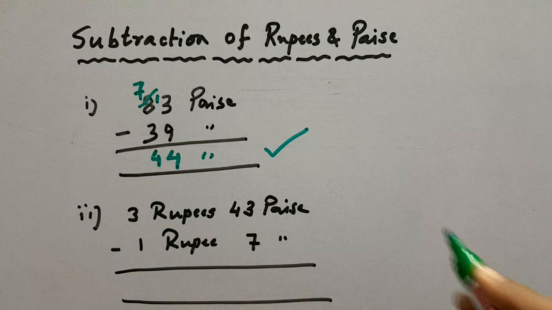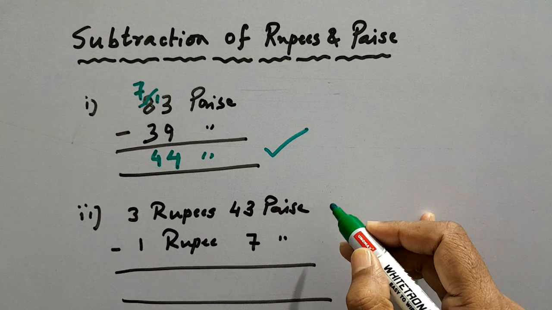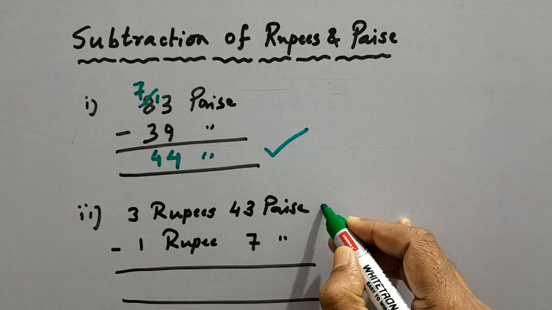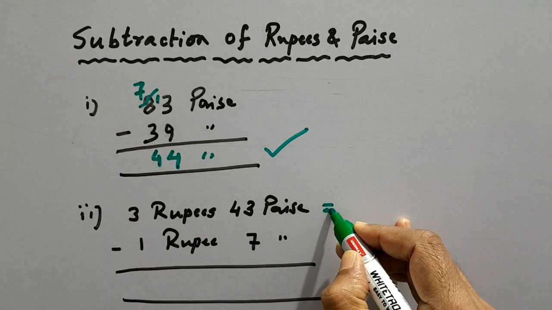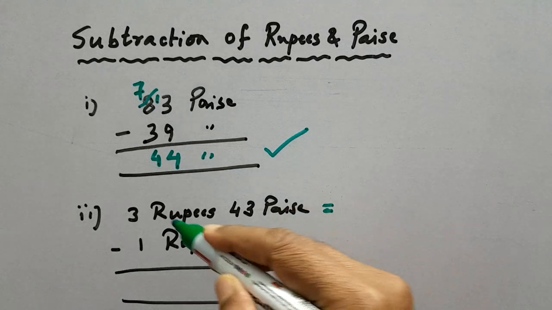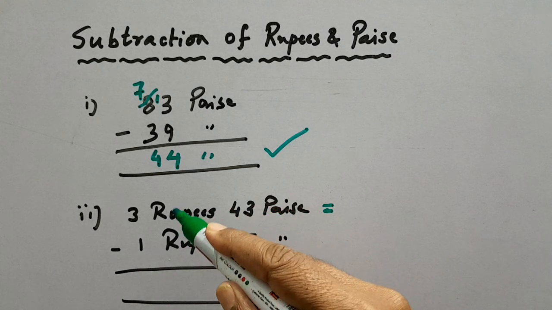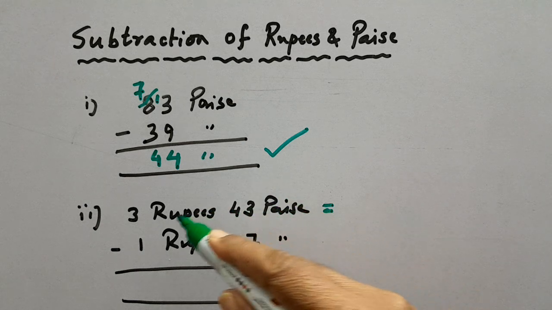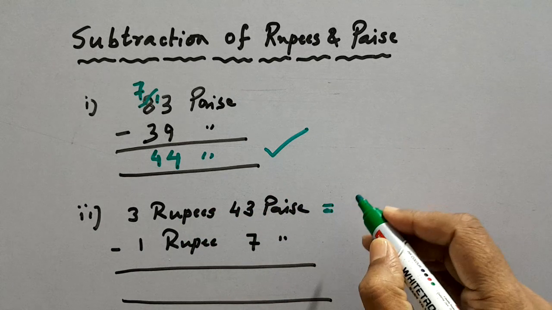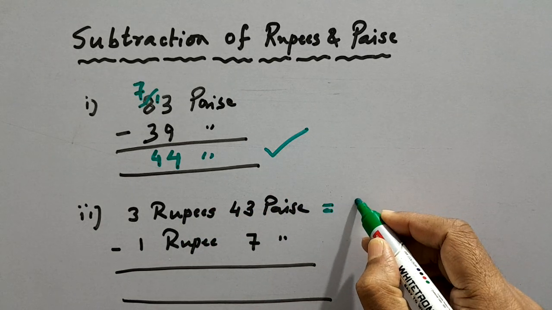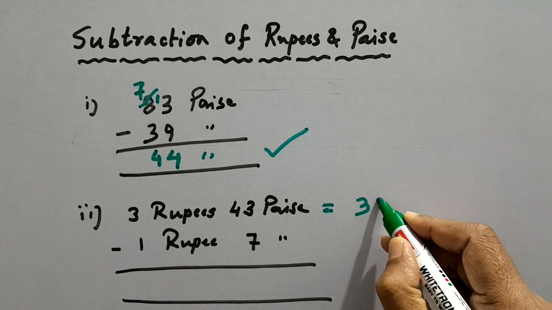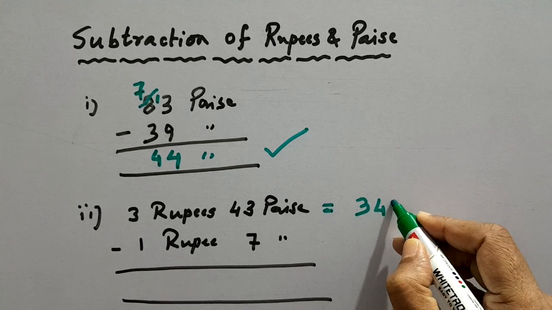In such case, where there will be a combination of rupees and paisa, we'll convert them into paisa. So 3 rupees 43 paisa. We know 1 rupee is equal to 100 paisa. So 3 rupees 43 paisa is equal to 343 paisa.